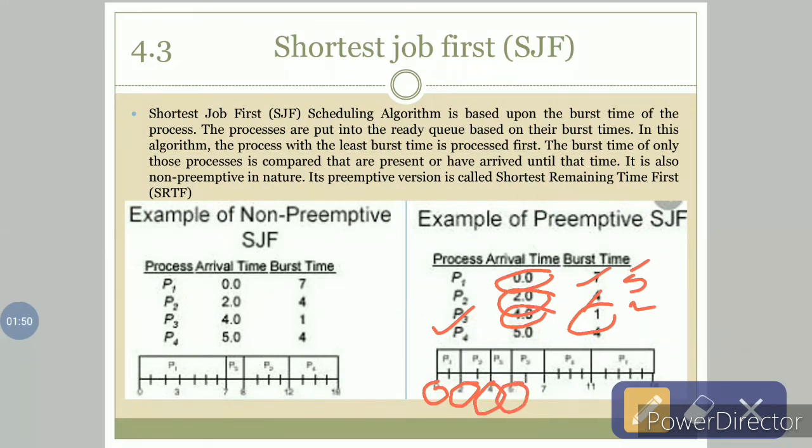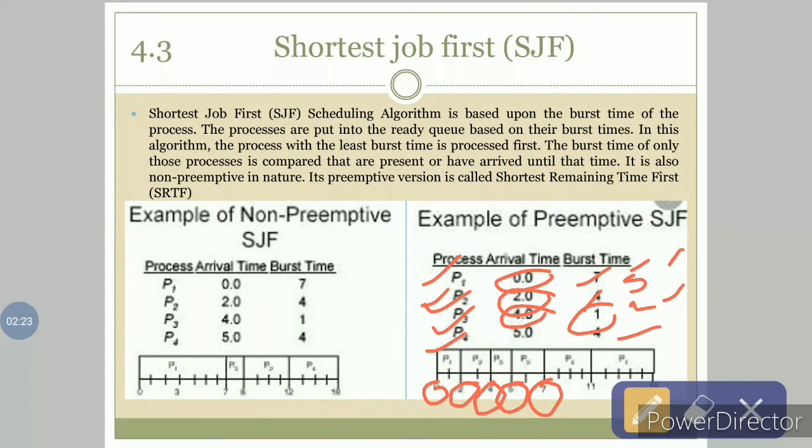After P3, we are left with 3 processes, P1, P2 and P4, with remaining units 5, 2 and 4. Among these, which one is the shortest job? Since we are dealing with shortest job first, we have to see which job requires a small amount of time for its execution. Among these 3, we can clearly see P2 requires only 2 units of time. So P2 comes in and executes, and it becomes 5 plus 2 is 7.